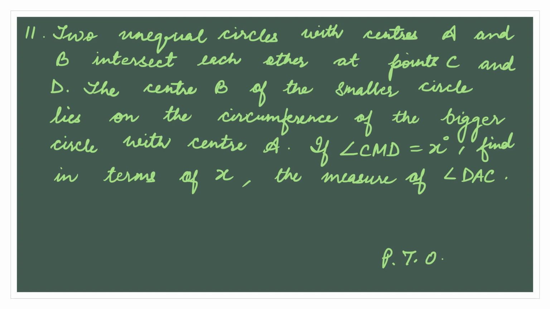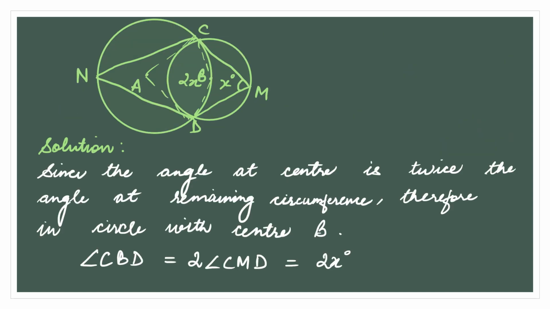So let us see the figure, how it is given. See the figure, children. There are two circles, one is this one and one is the second one. They both are intersecting at points C and D. And this is point A, point B, which is the center of the second smaller circle. And what is the point A? It is the center of the bigger circle.